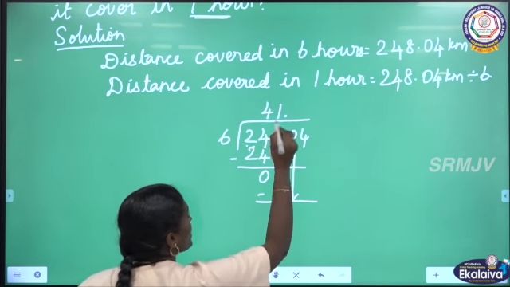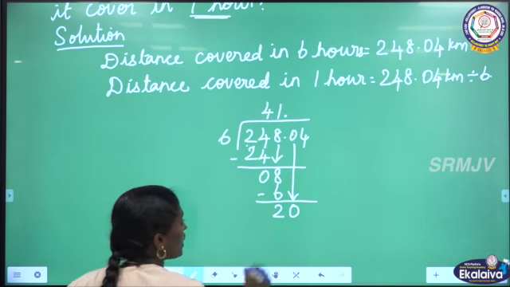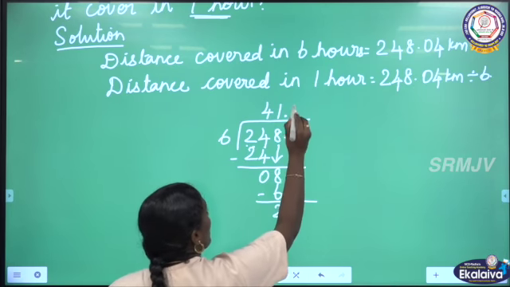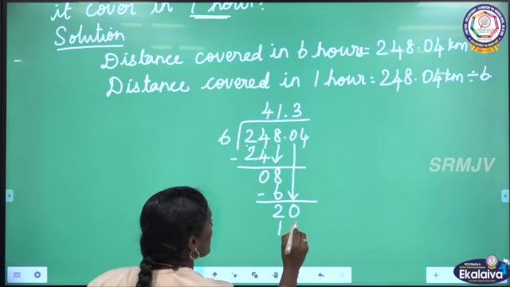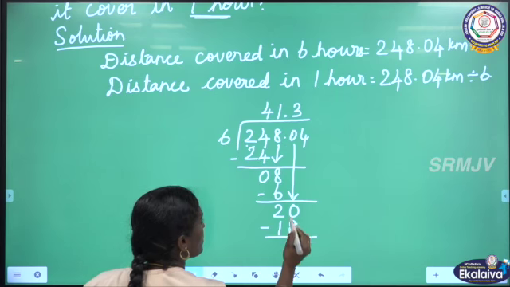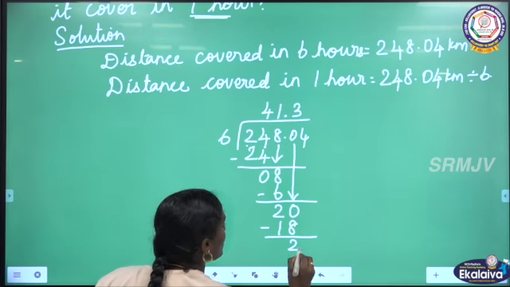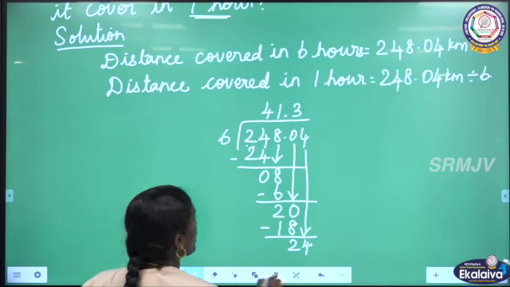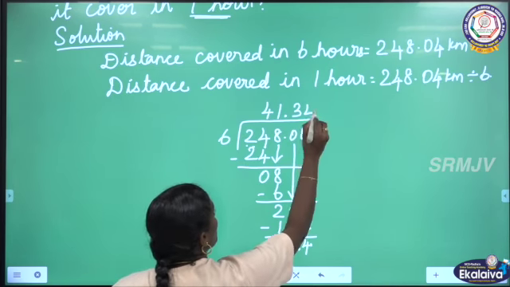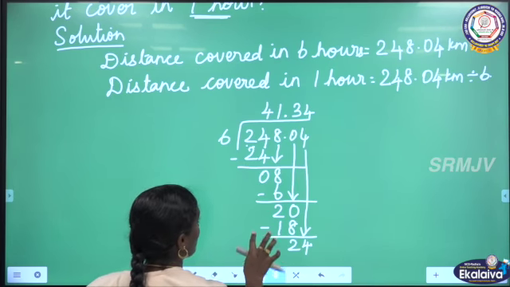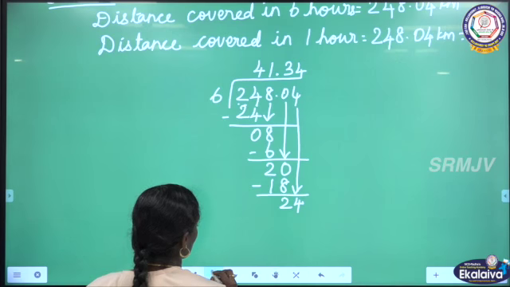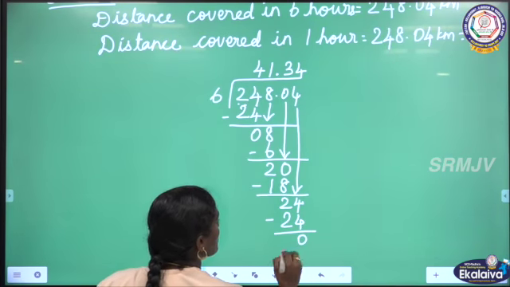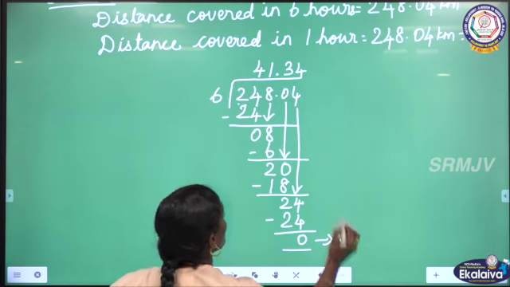So we have to keep the decimal point in quotient and then we have to take the 0. Now it's 20. In 20, how many times 6 is there? 3 times. 6 3s are 18. Now we have to subtract 20 minus 18, 2. Now we have to take the last digit 4. In 24, 6 4s are 24. Now we have to subtract, 0. So the remainder is 0.